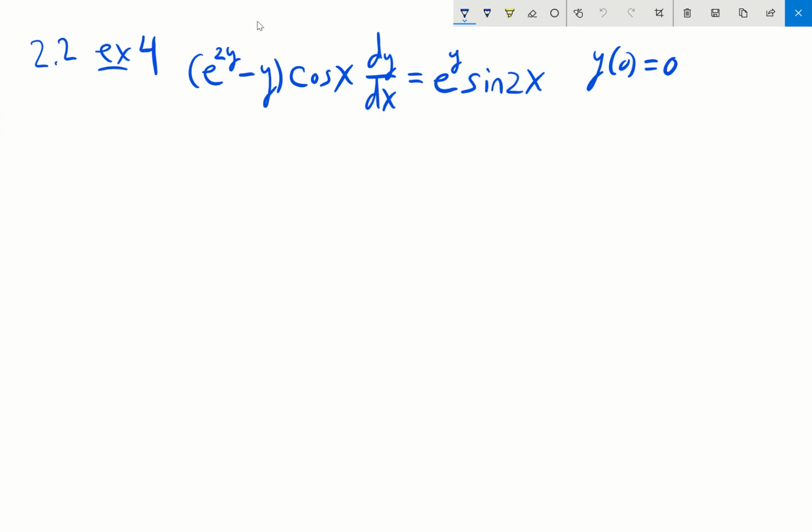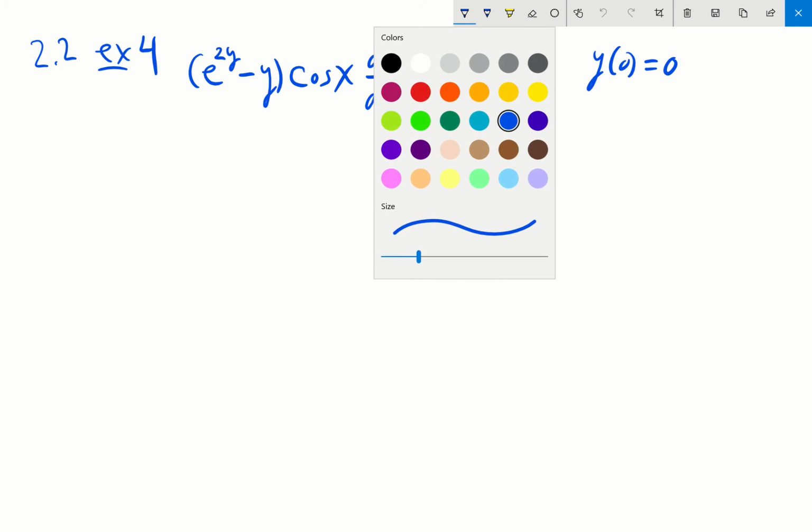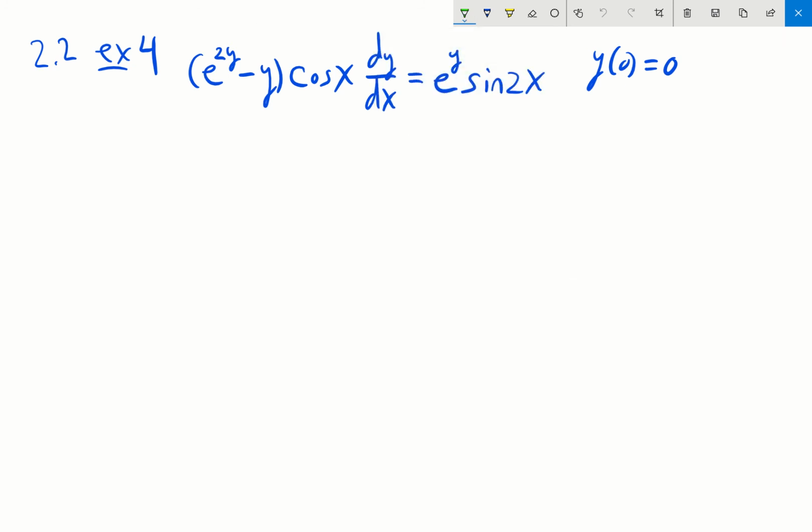The next example we'll look at is example 4. This is yet another example of a separable ODE. We want to get all of the x terms on one side and all of the y terms on the other side. Easiest way to do that for this one is, first of all, multiply both sides by dx. Clear off that fraction.